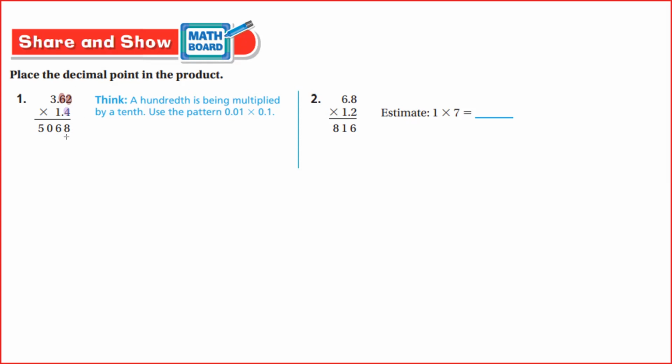Where do I have to put the decimal point? So we will count 1, 2, and 3. So here we have 3, so we count 1, 2, 3. Then where do we have to put the decimal point? So bravo, so the answer is 5.068. Thank you, Maryam.